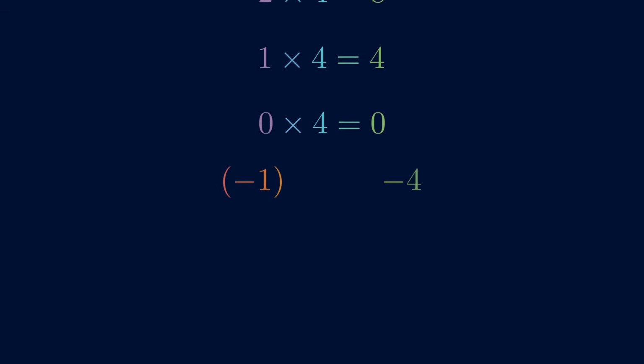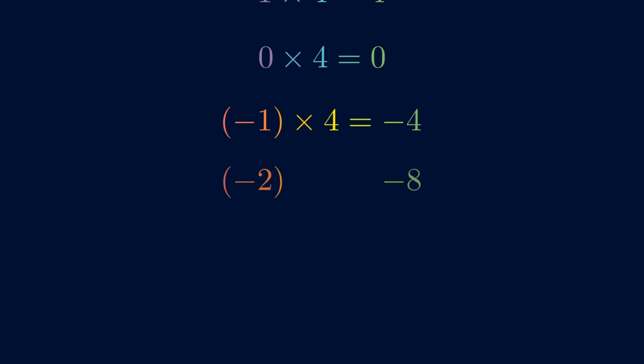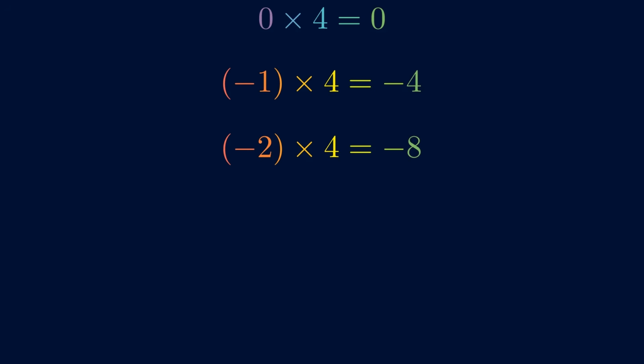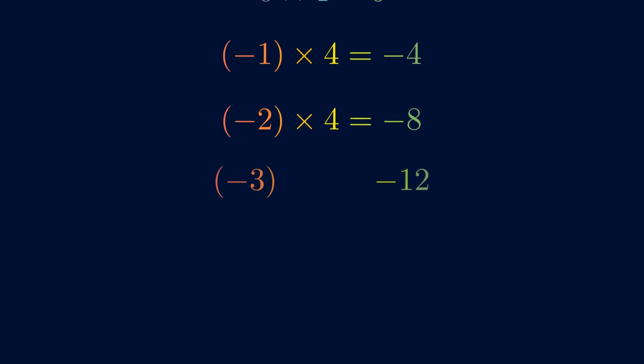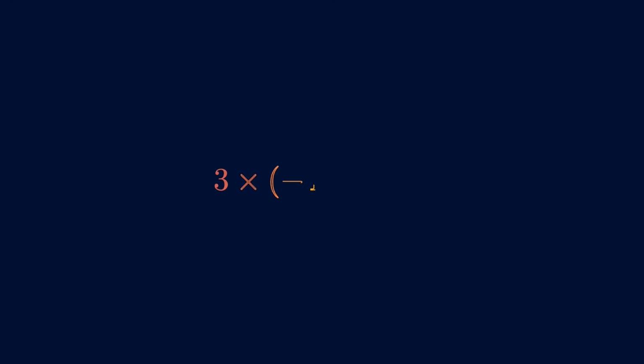If the pattern is going to stay consistent, then negative 1 times 4 equals negative 4. Then negative 2 times 4 equals negative 8. Then negative 3 times 4 equals negative 12. That feels natural. No surprises. Now let's try the same thing with the negative second number. Start here: 3 times negative 4 equals negative 12.